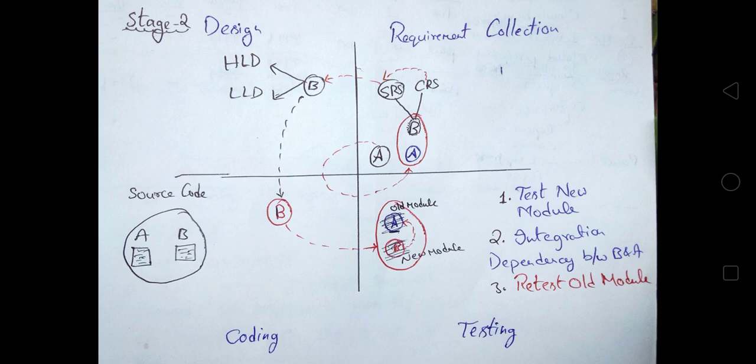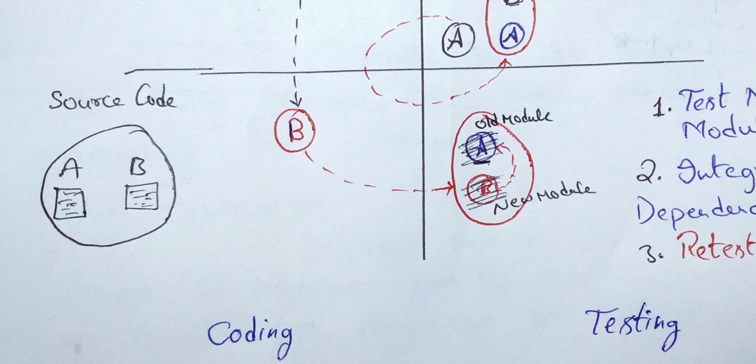In the second stage, we have already developed and tested that module A. Now the customer gives a second requirement to us. Here we convert the customer's requirement specification into SRS in requirement collection. After converting CRS into SRS, that SRS will be given to the design part. In design, HLD and LLD will be developed for that new requirement. Then that HLD and LLD will be given to developers for developing the software. They will look into the LLD and HLD of that B module, the second module, and write the source code for it.